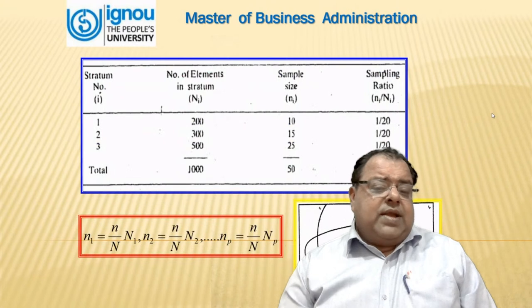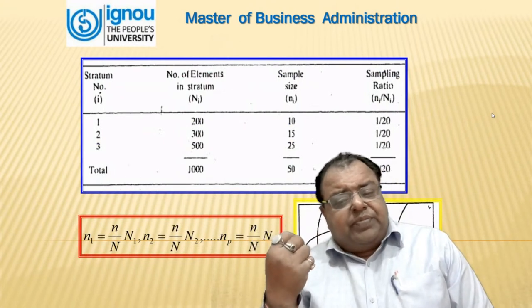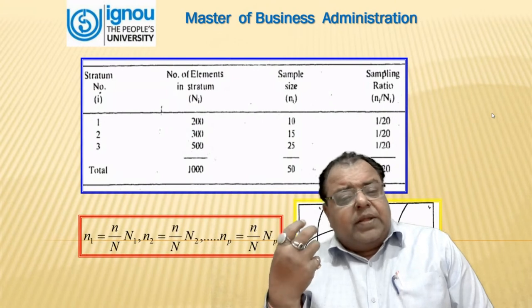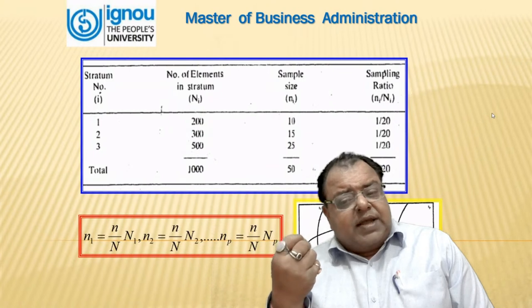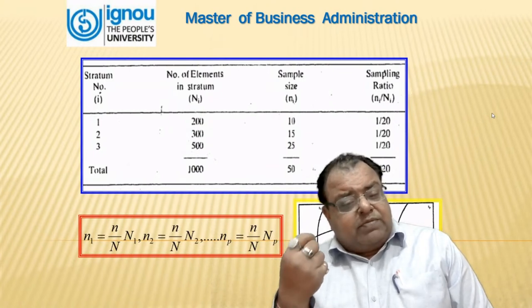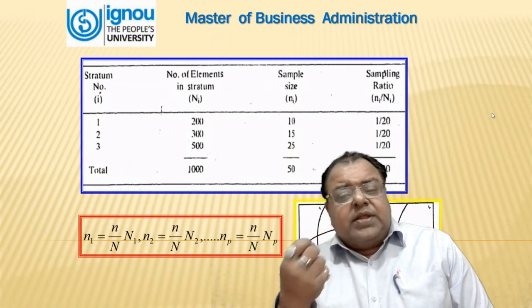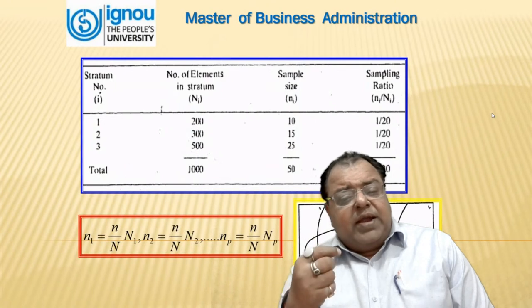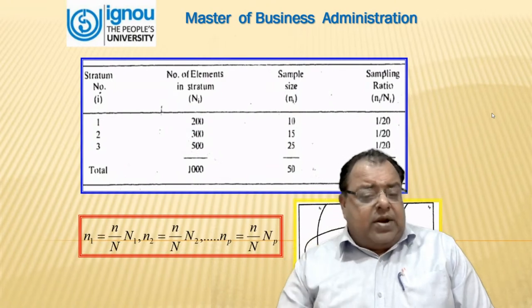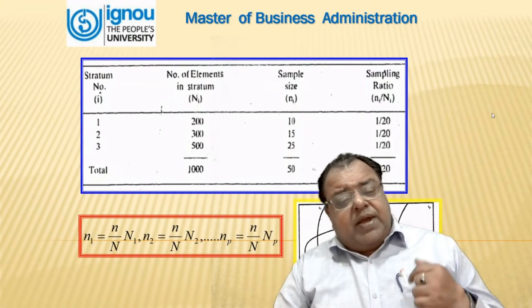Now, we take up an example over here. We have three strata, 1, 2, 3, and the number of elements in the strata are 200, 300, and 500. The sample sizes, n1, n2, n3, are 10, 15, and 25 respectively for the three strata. Now, what is the sampling ratio? Sampling ratio is 10 by 200, 15 by 300, and 25 by 500.